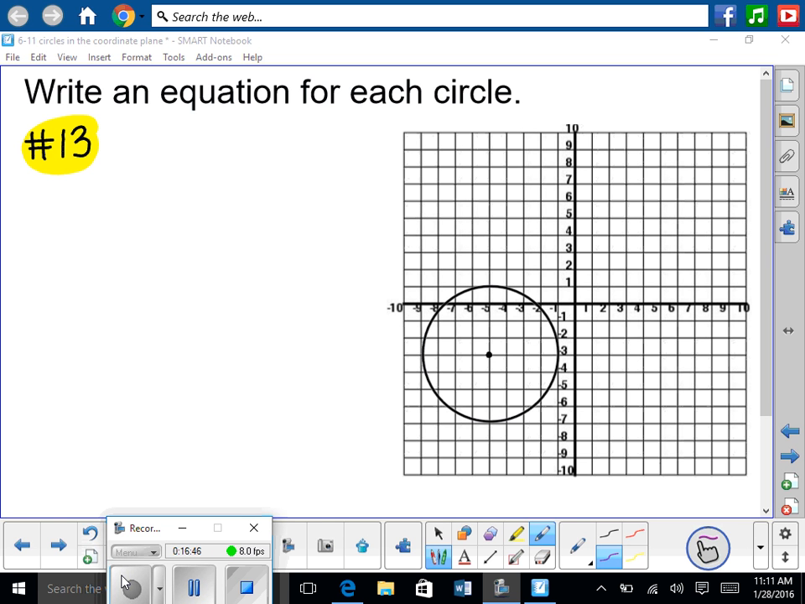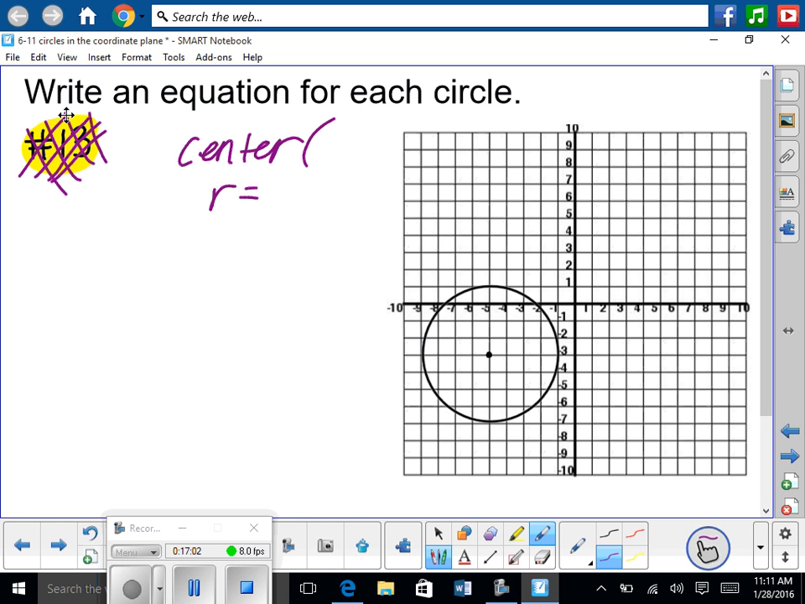So I'm going to do number 13 with you, except actually it's not number 13 because mine's drawn different than your number 13. So just look at this as an example. So first of all, to write the equation, I want my center and I want my radius, right? So what is my center at? Negative 5, negative 3. Does everybody see how it's at negative 5, negative 3?